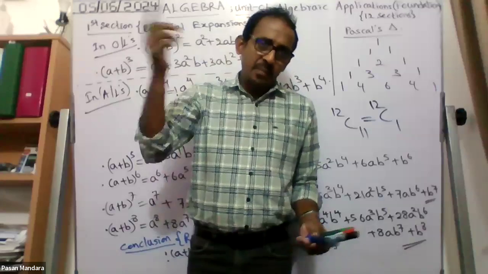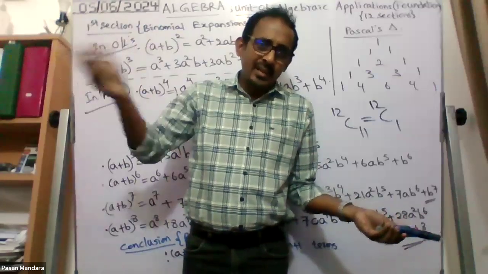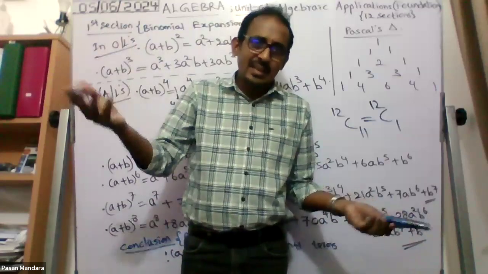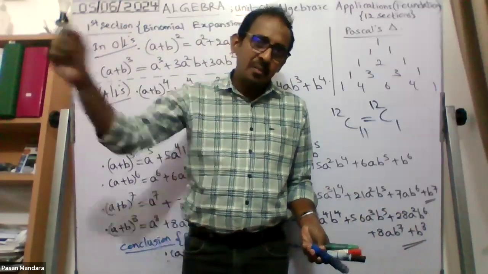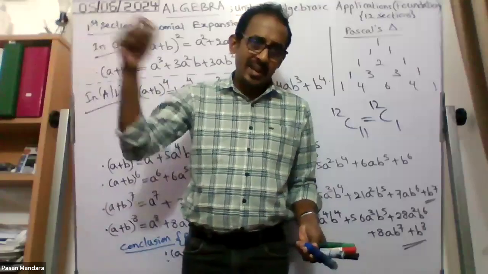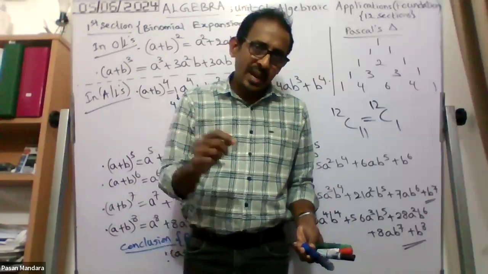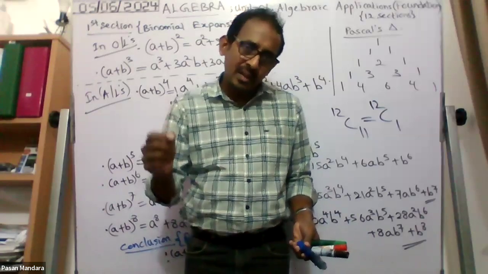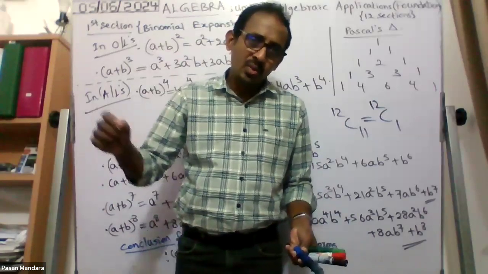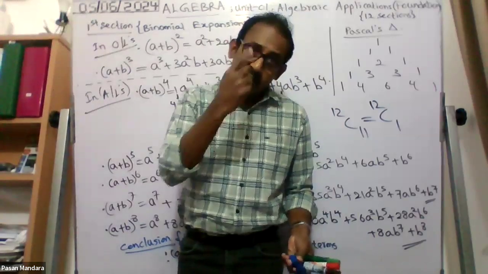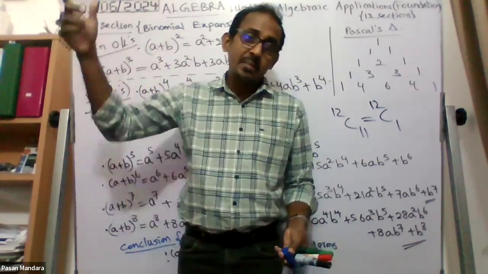For power n, there will be n plus 1 terms. So you are not writing n in everything here. We are writing, but that is the learning. Power n, there will be n plus 1 terms, starting with a^n. Then a decreases, b increases. So the terms are a^(n-1) b^1, a^(n-2) b^2, and so on, finally a^1 b^(n-1), finally b^n.